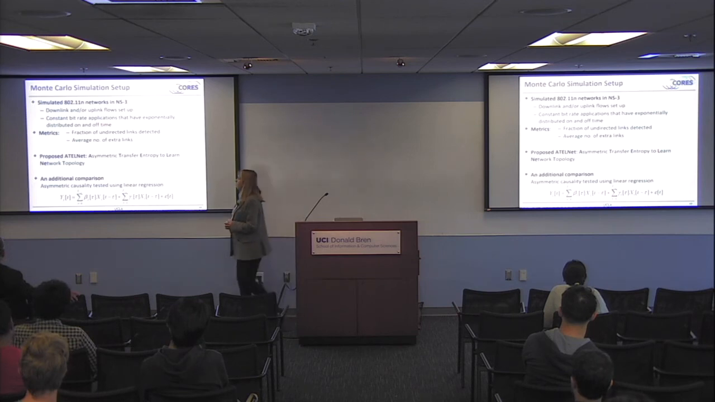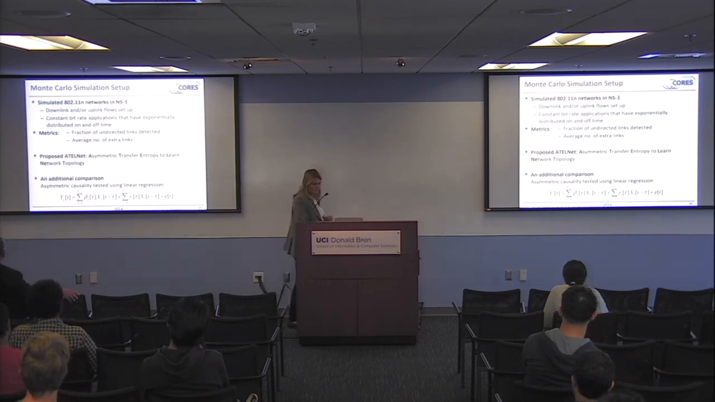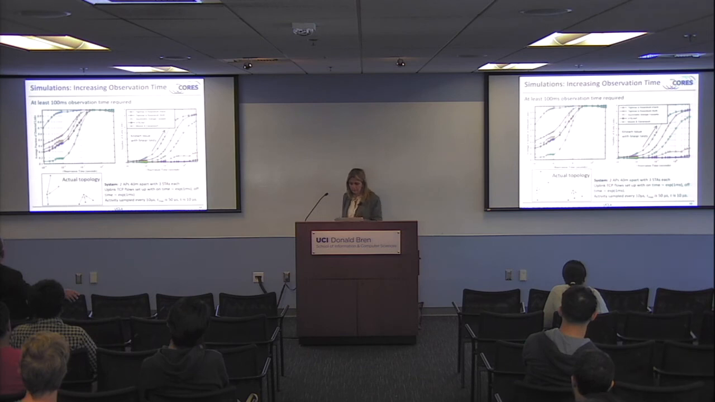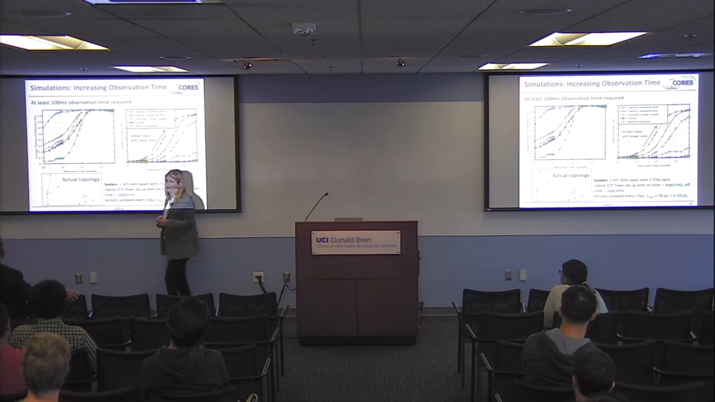And the goal was really to identify topology in terms of fraction of undirected links detected, as well as average number of extra links. We have also compared it with linear regression models that people have proposed. So this is the actual topology. I have two networks. One is a star network with the access point. Another one is also a star network, but they are not talking to each other. Here is the metric of average number of detected links. 100% will be I detected all links correctly.